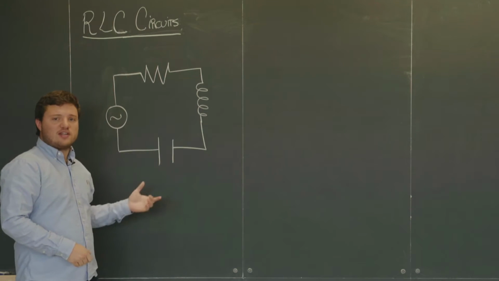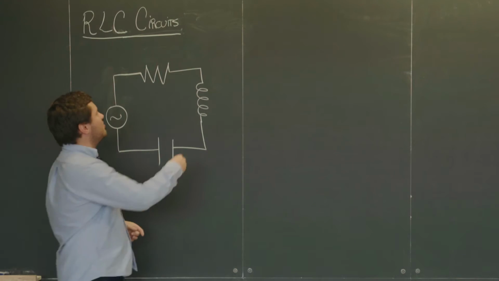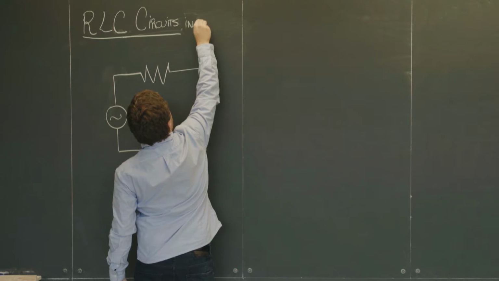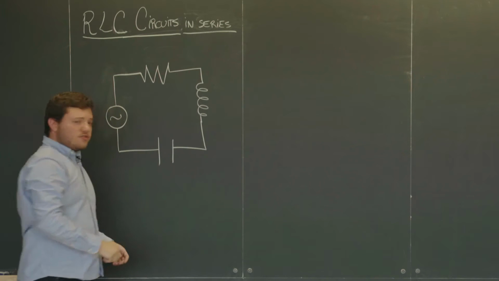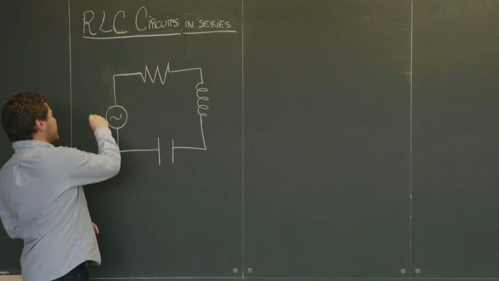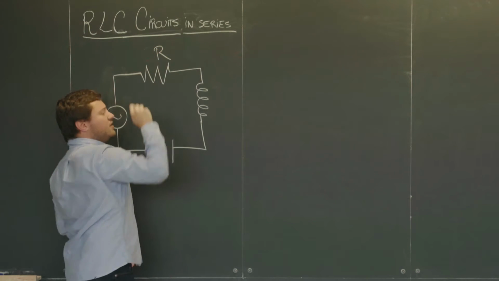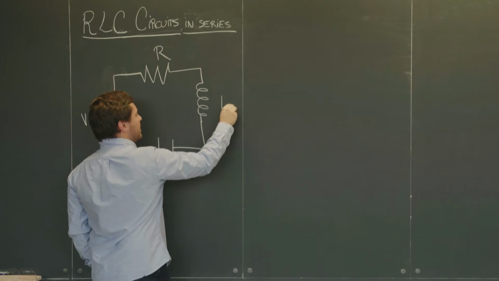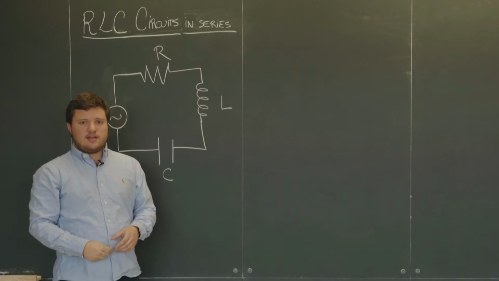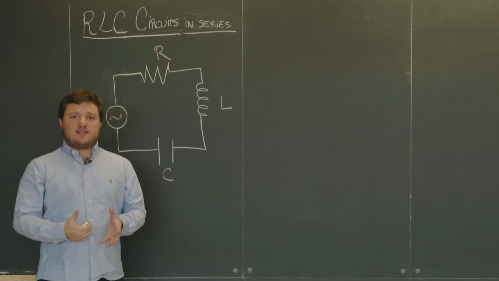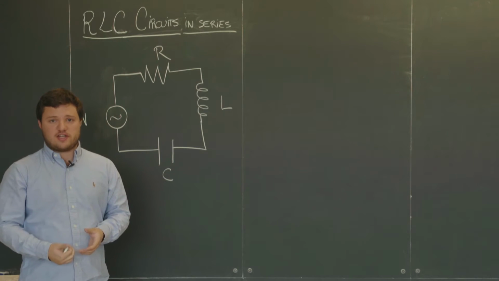Since all the components are in series, one after the other, we call this a series circuit. So these are RLC circuits in series. So the power source provides a voltage V. The resistor has a resistance R, the inductor has an inductance L, and the capacitor has a capacitance C. So the second step of the 5-step process is to identify all the variables and give the corresponding symbols.